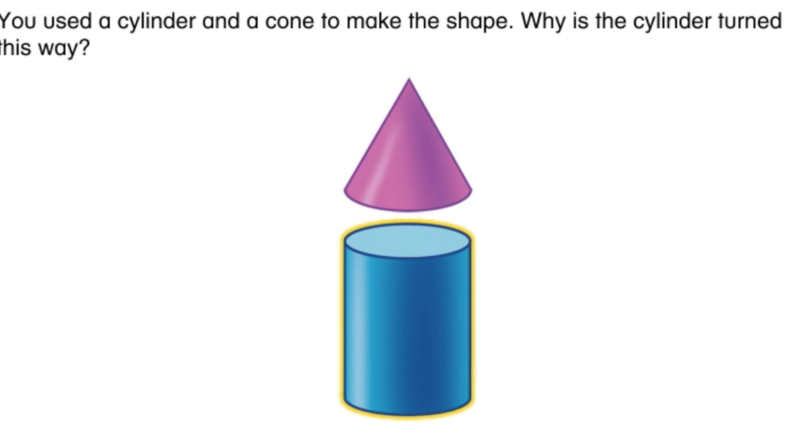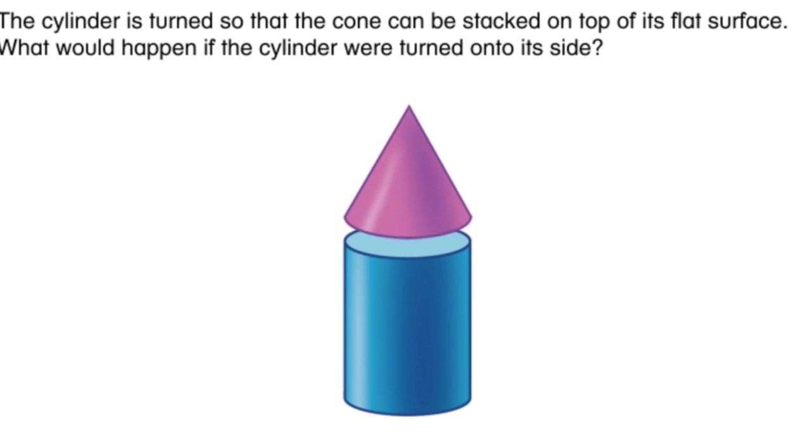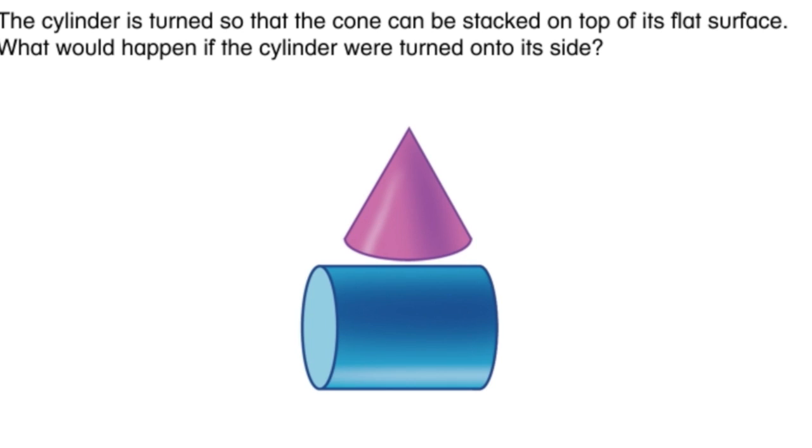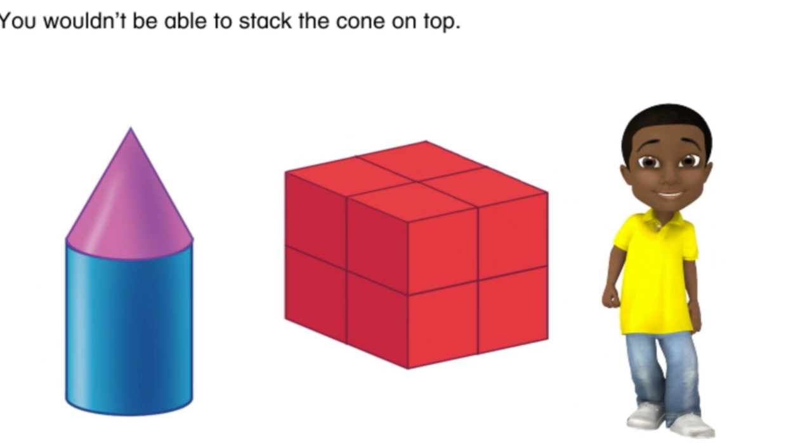Why is the cylinder turned this way? What do you think would happen if it was turned any other way? It would fall off. This is the only way it can sit if it wants to stack. The cylinder is turned so that the cone can be stacked on top of its flat surface. What would happen if the cylinder were turned onto its side? You wouldn't be able to stack the cone on top.